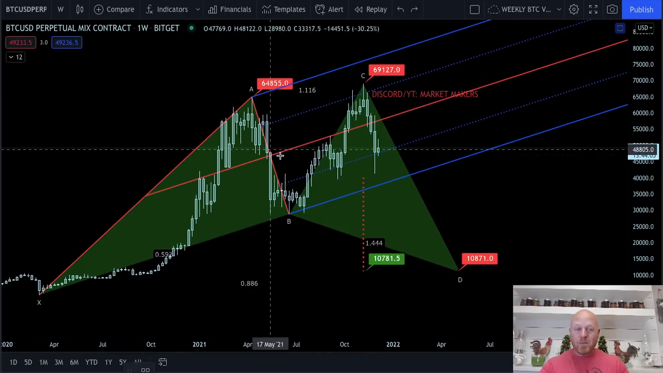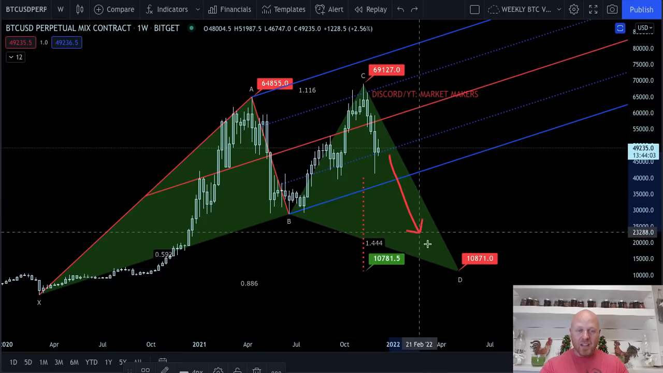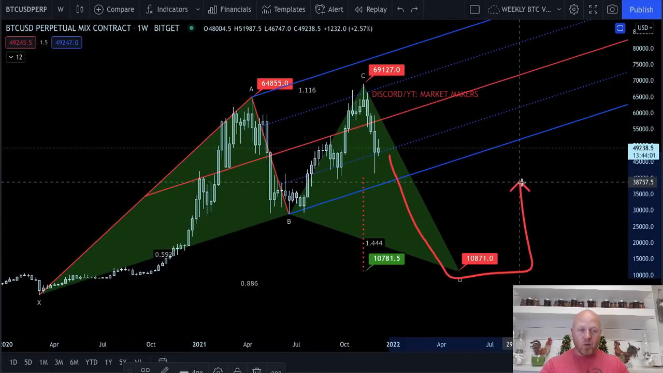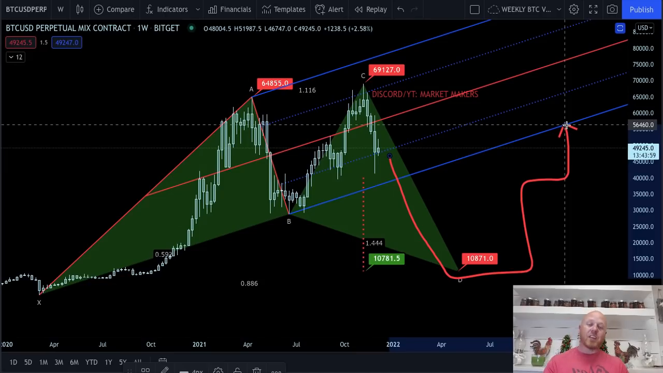It is a bullish pattern, but it calls for price to descend, come down to 10,871 and go back up. For people who think, how is that bullish? These are counter trend patterns, guys. That's Fibonacci pattern trading, okay?